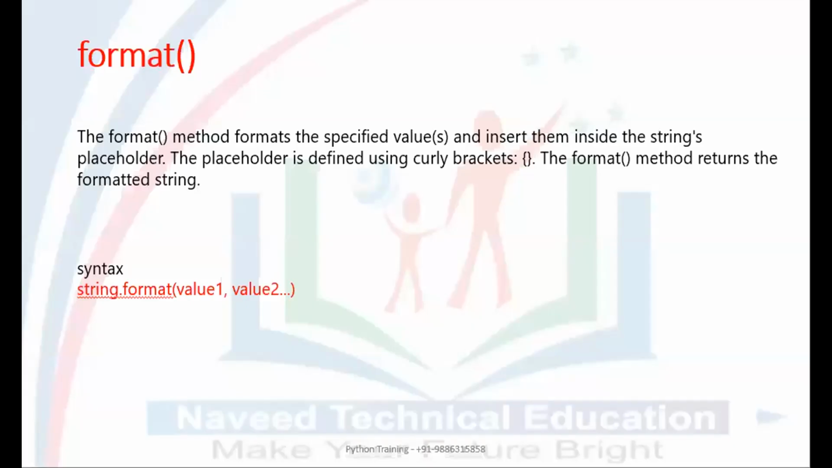Now let's have a look at the last topic of our discussion today, the format function. The format method formats the specific values and inserts them inside the string's placeholder. The placeholder is defined by curly brackets. The format method returns the formatted string. Below is the syntax: string.format, and then you pass the value 1 and 2.